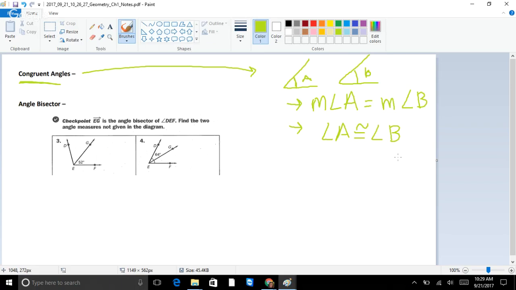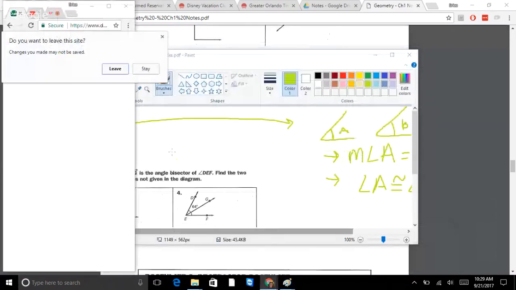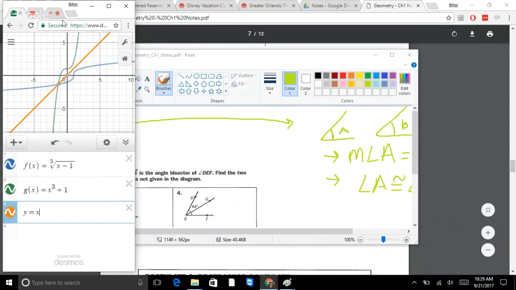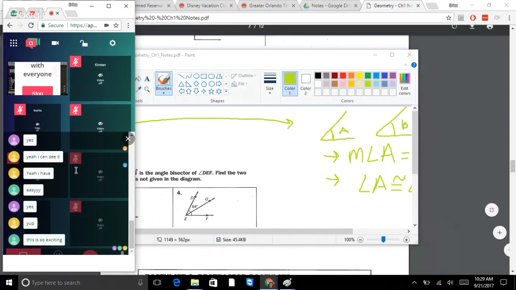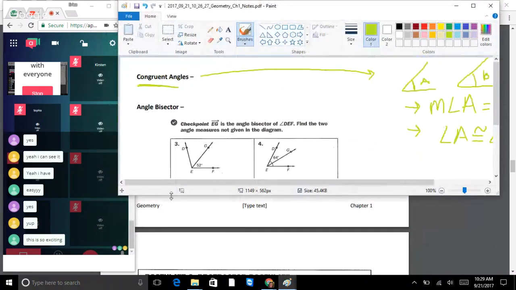Oh, I just lost my chat thing. Sorry. No, I don't want to leave. Oh, yes. Whoever said this is so exciting, I'm glad that you're excited by this awesome geometry.